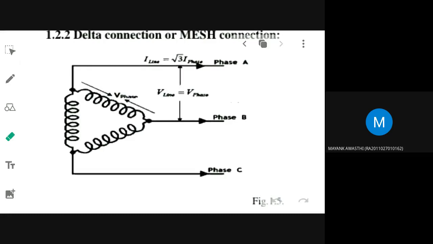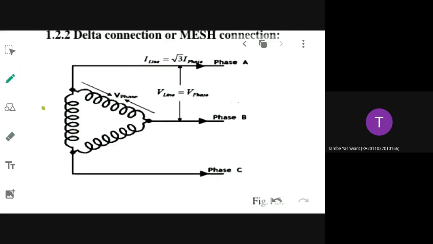Two relationships are given, no? Line current and phase current, line voltage, phase voltage. How are they related? That's my question. Ma'am, IL is equal to root 3 times I phase, and VL is equal to V phase. Okay, so have you understood why they are saying line voltage is equal to V phase? Yes, ma'am. This is the reverse of star. Because they're connected across the ends of the same phase, the voltage is the same.